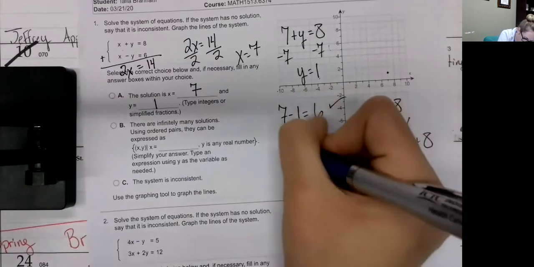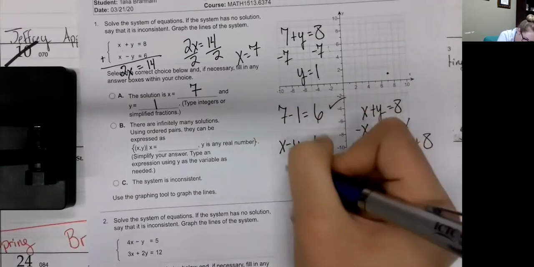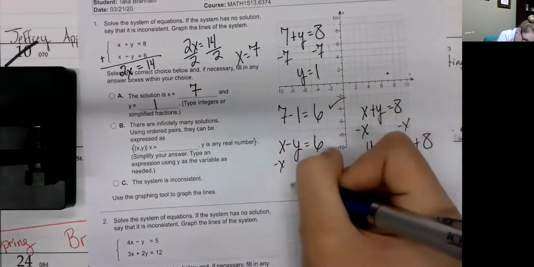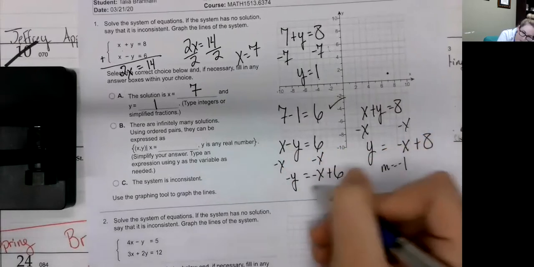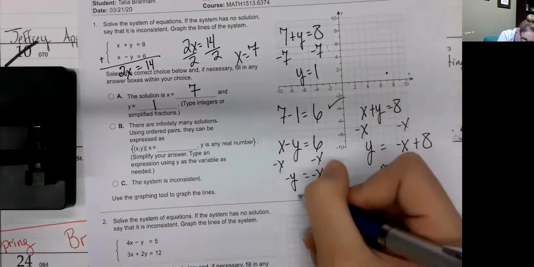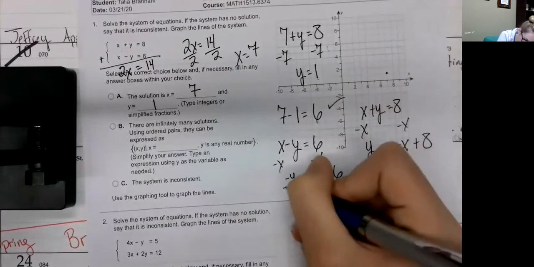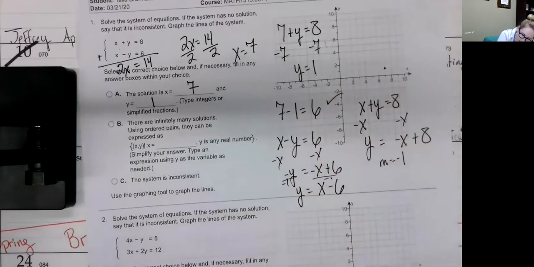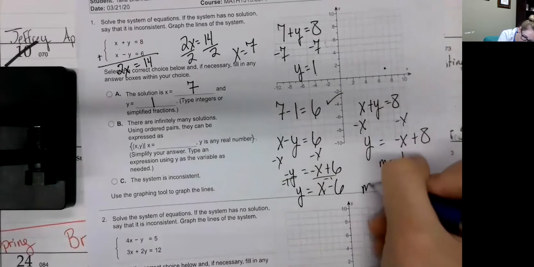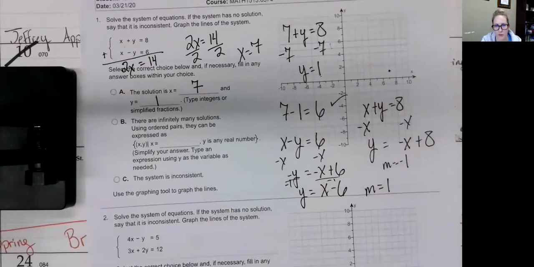Then my other one, I have x subtract y equals 6. So when I subtract my x over here, I have negative y equals negative x plus 6. You can't have a negative y, so we divide by that negative 1 to get y equals x subtract 6, because we change the sign of everything when we divide by the negative. So this one's slope would be positive 1. Now let me show you.